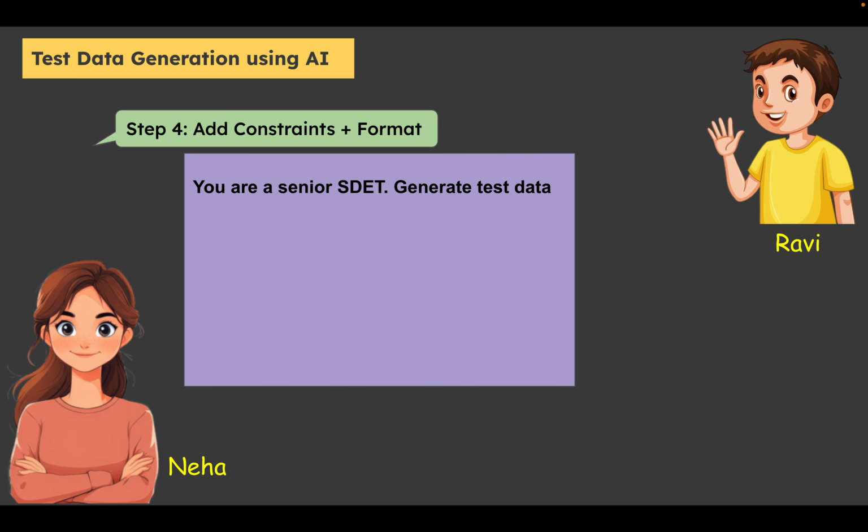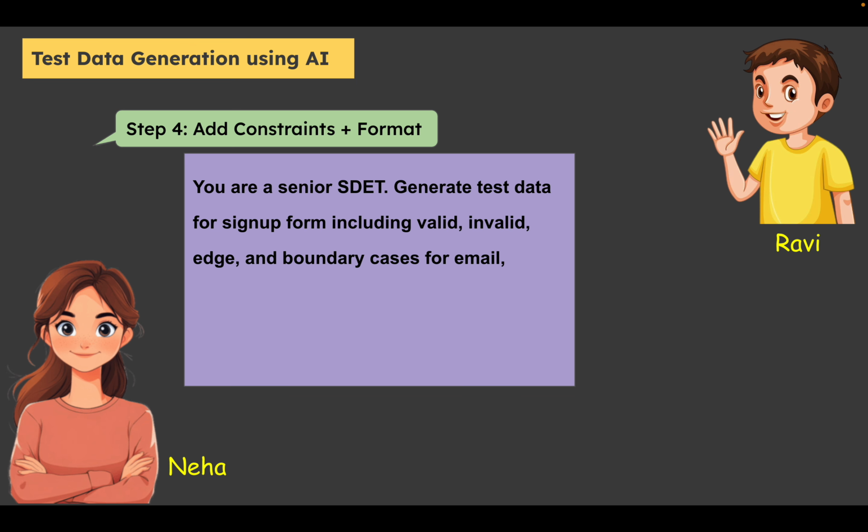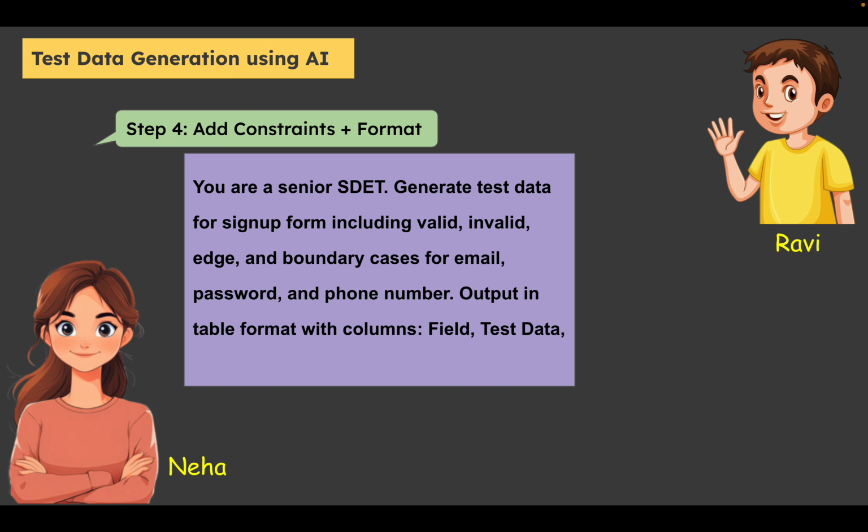So here I can start by role prompting. I can say you are a senior SDET engineer, act like a senior QA engineer, etc. Then generate test data for sign up form including all these different valid, invalid, edge and boundary cases, and the fields email, password and phone number, and then structure the output in a table format with all these following columns, and I don't need any explanation.